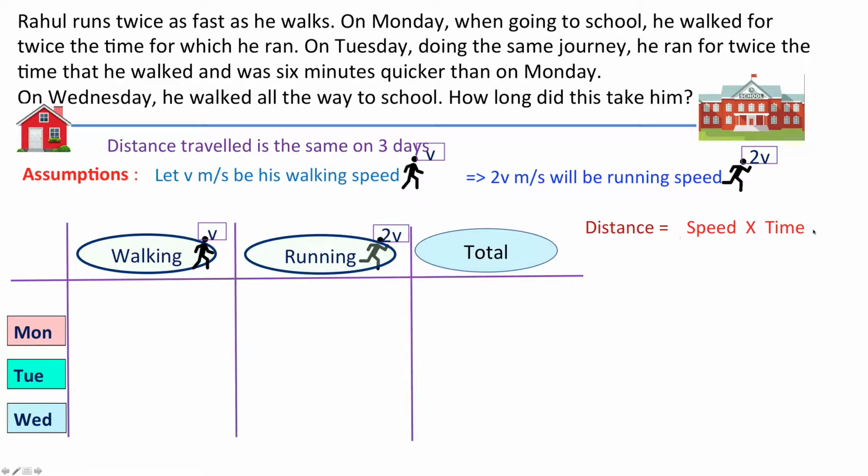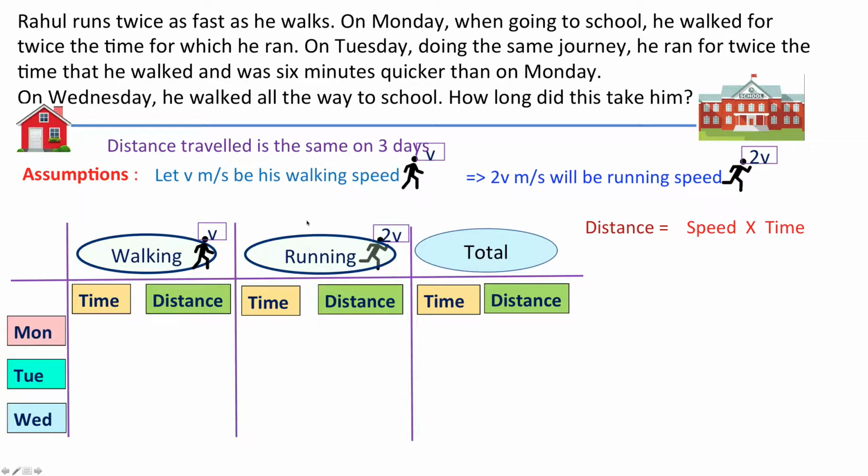Now the theory part says that distance is speed into time. Speed we have assumed as v and 2v. So let's track the distance and time for the walking, running and total on each of the 3 days. The total here means the time taken for walking plus the time taken for running will be the total time taken for the journey on all the 3 days. Similarly, the distance covered in the walking plus the distance covered in the running will be the total distance between your house and school.